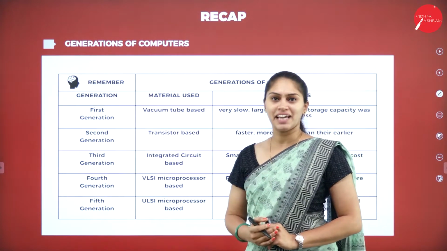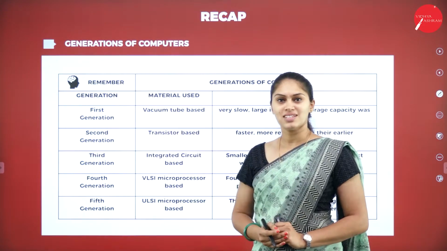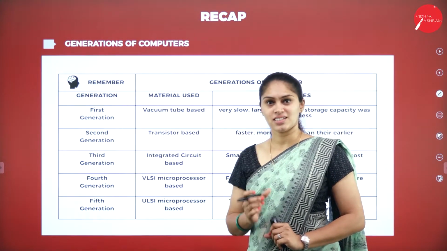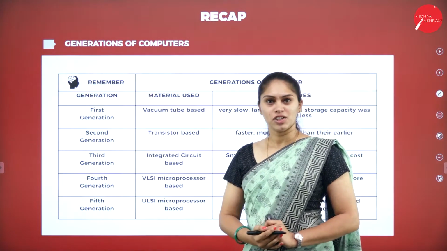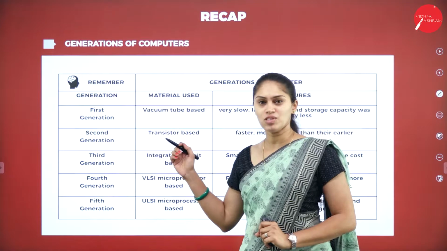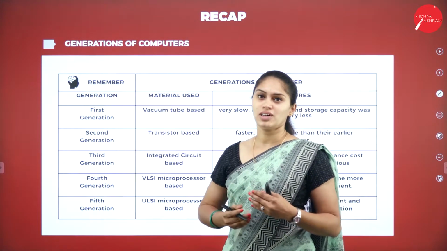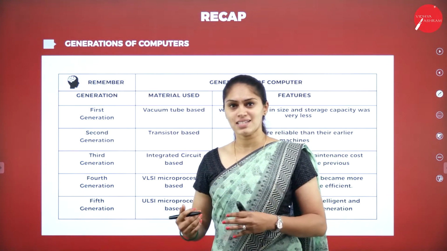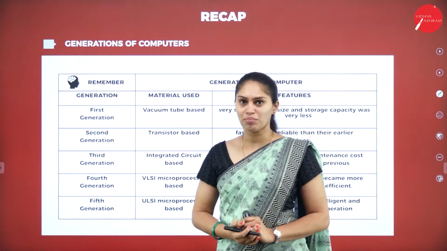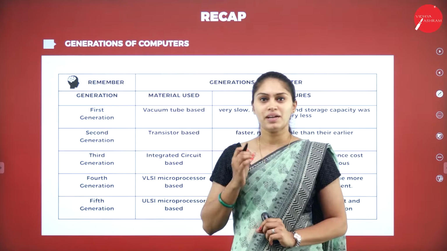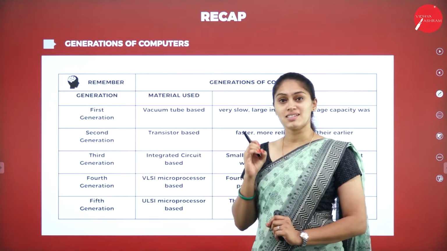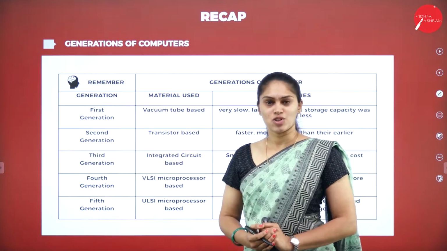When it comes to each generation, you have to concentrate on its evolution year, that is the duration of each generation of a computer, and which basic material they have used, whether it is going to generate more heat or less heat, how the size of each generation computer will be, and whether it is cheaper or expensive. Along with that, you have to concentrate on some examples of each generation of a computer.